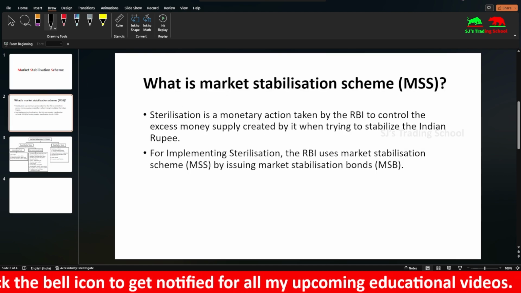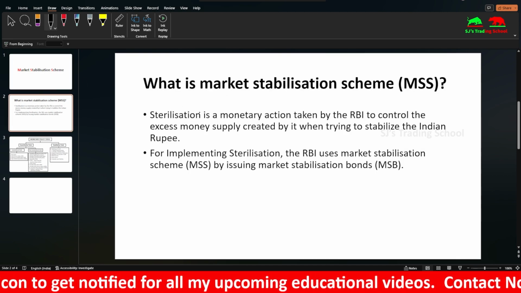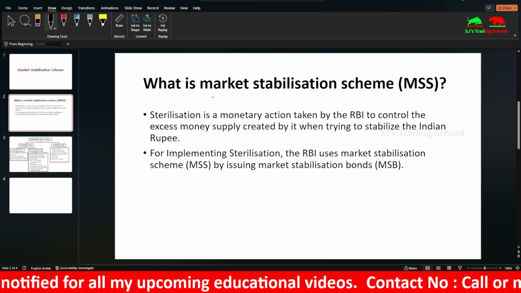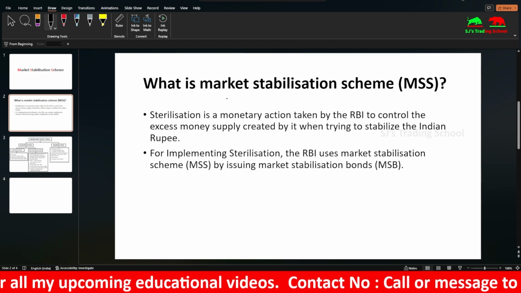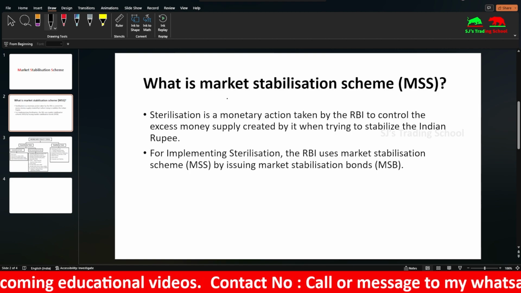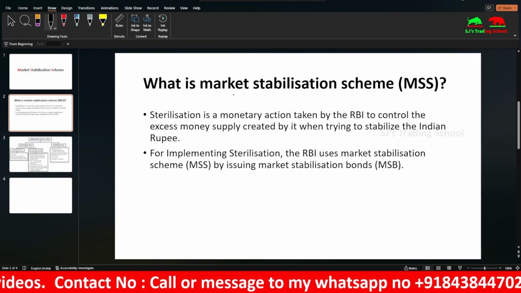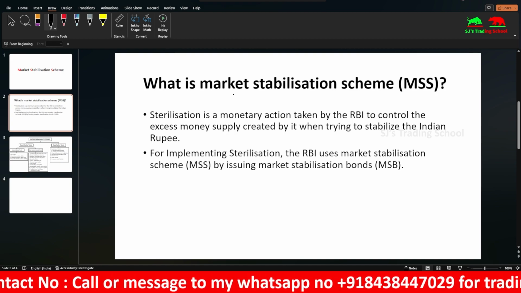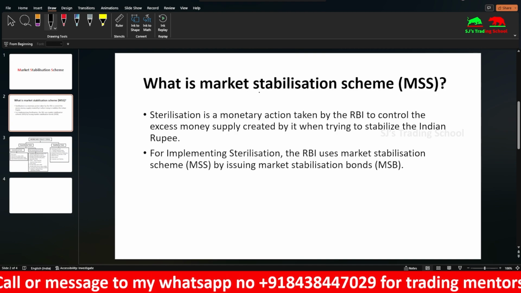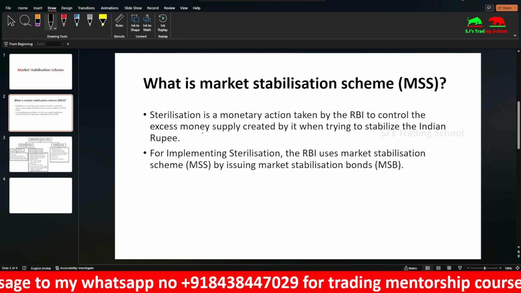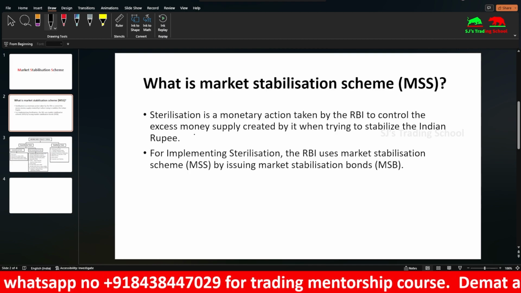And before seeing about the market stabilization scheme, there is a concept known as sterilization. So what is sterilization? It is a monetary action taken by the RBI to control the excess money supply created by it when trying to stabilize the Indian rupee. For implementing sterilization, the RBI uses market stabilization scheme by issuing market stabilization bonds. So I will explain what this is exactly.